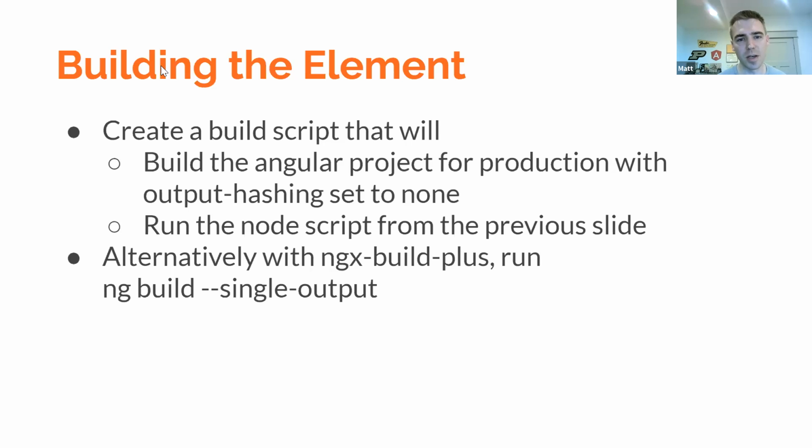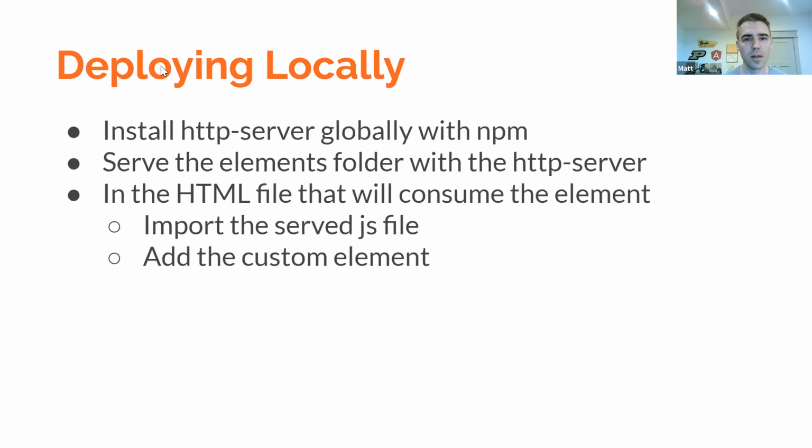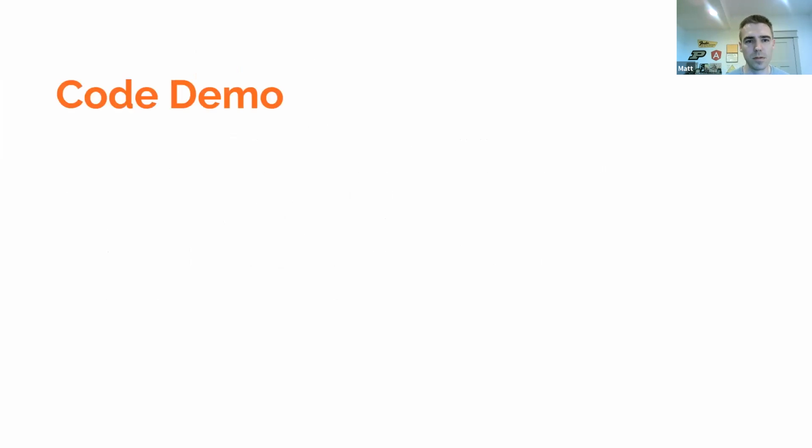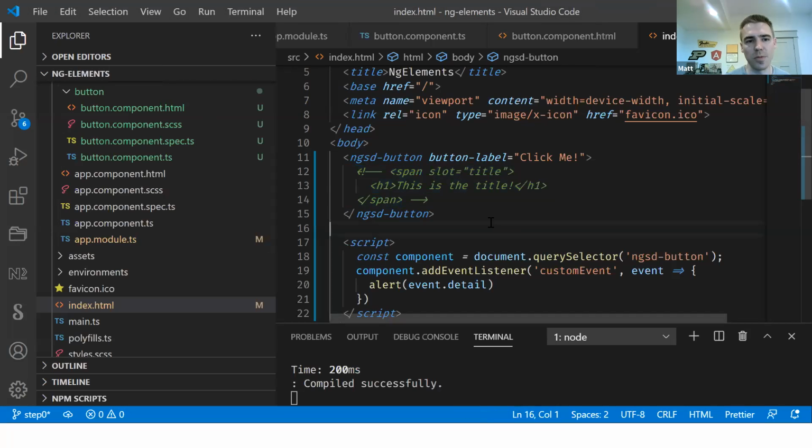And then if you use ngx-build-plus, you can just run ng build and that will give you a single JavaScript file in your distribution folder. And then in this example, I'm going to use a program called HTTP server, and it's just going to run this file. It's going to serve the file locally so we can try it out. So we'll go through that.